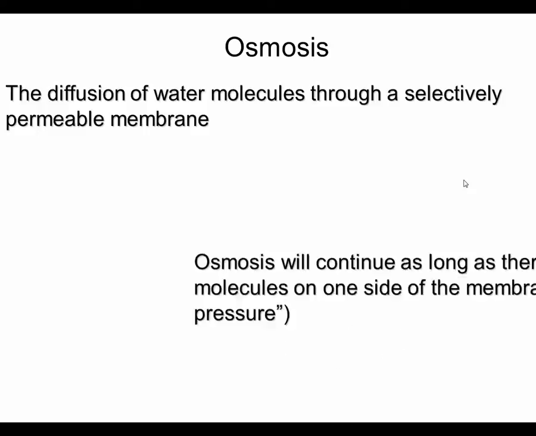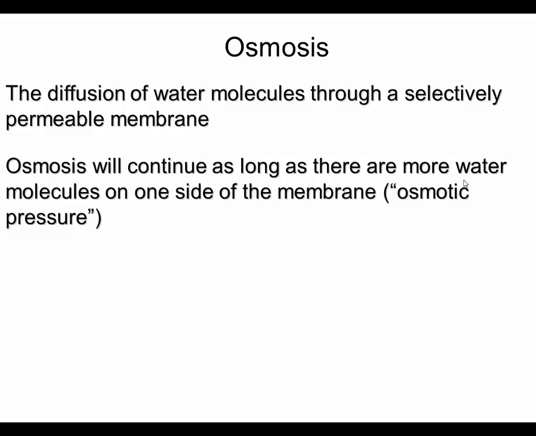Alright, so looking at osmosis, which is basically a type of diffusion, but this one deals strictly with water. Okay, so this is the diffusion of water through a selectively permeable membrane. Remember we talked about that. Your cell membrane is selectively permeable. Some things can go through, some things can't. Water is one of those molecules that can travel through the cell membrane.